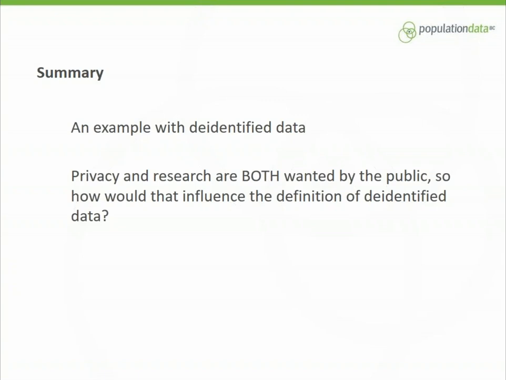They remove a lot of information that can sometimes be useful. But since privacy and research are both wanted by the participants and also the public, how would that influence the definition of de-identified data? That is a question that still needs to be resolved.